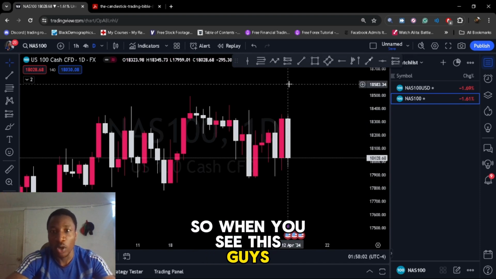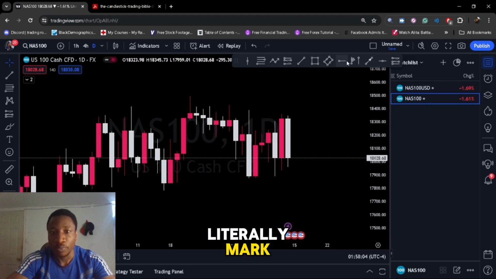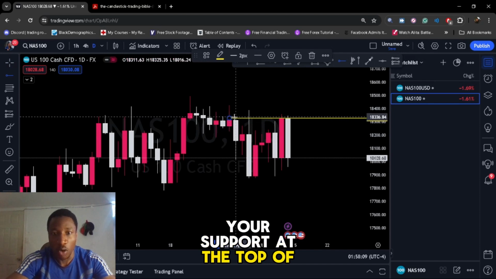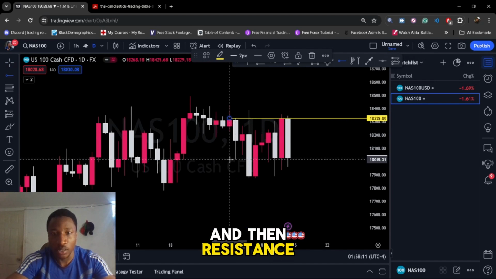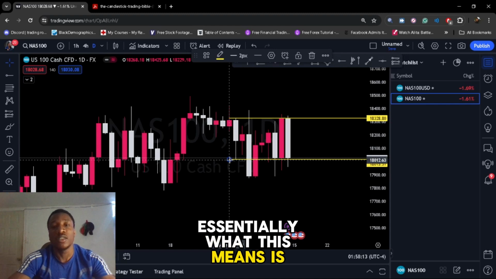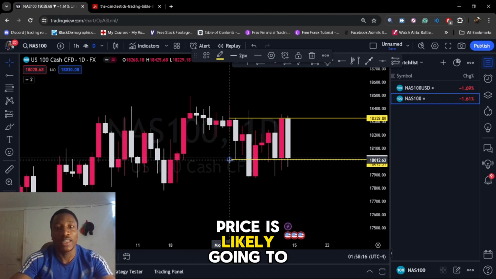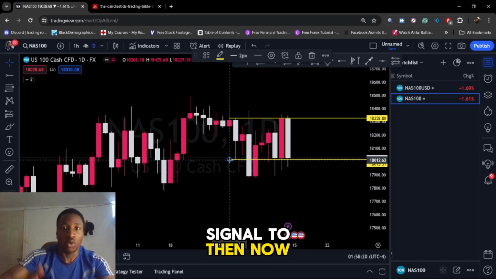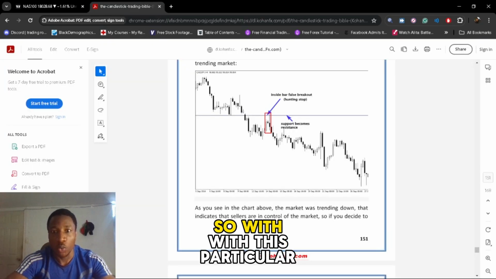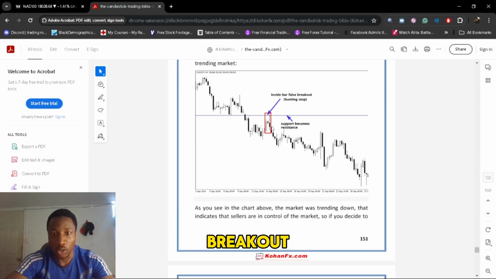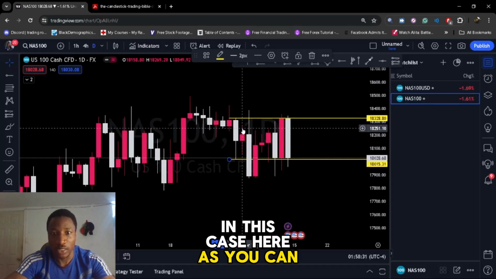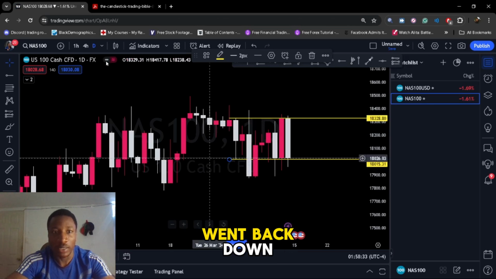So when you see this, guys, all you have to do is literally mark your support at the top of the candle here and then resistance. Essentially what this means is you're looking for where price is likely going to reverse from and then give you an entry signal to then continue that false breakout. With this particular breakout, notice how price came, tipped up and then went back down. In this case here, as you can see, price came, tipped up and then went back down.